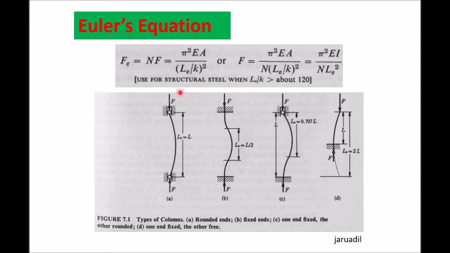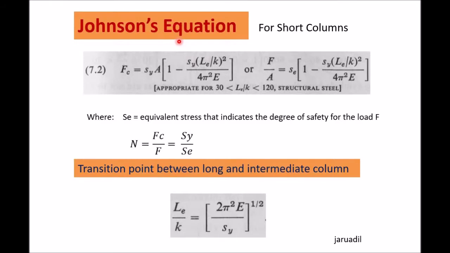Then, Euler's equation has its restriction. This is if LE over K is greater than about 120. So, pag dinivide mo yung effective length divided by the radius of gyration of the section, then dapat greater than 120. Itong Euler's equation ang gagamitin mo sa pag-solve ng problem, pag-design. Kasi meron tayong isa pang equation, yung tinatawag na Johnson's equation. This is for short columns.